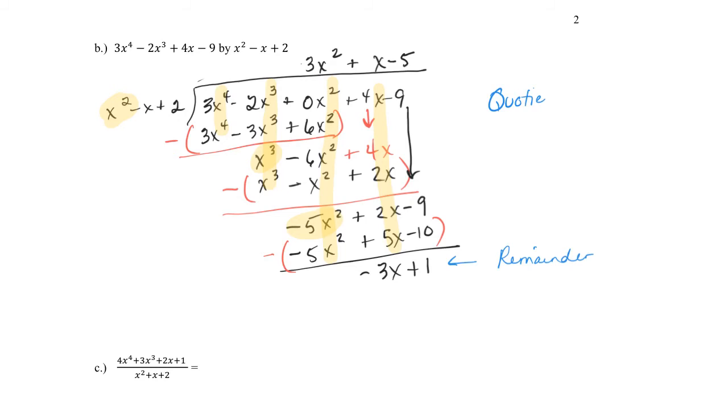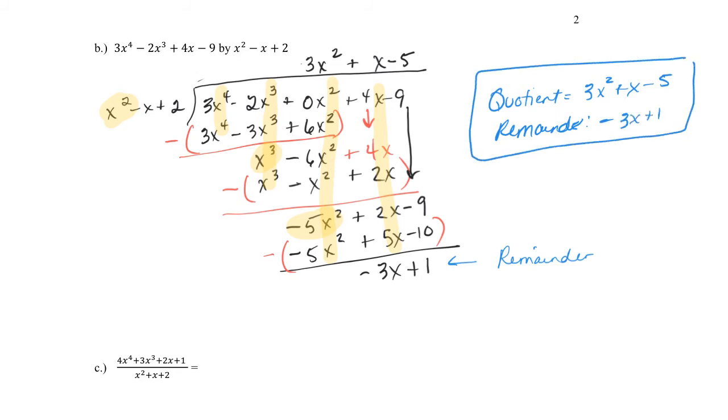So the quotient is 3x squared plus x minus 5, and then the remainder is negative 3x plus 1. That's my final answer. And then, of course, we want to check our work. I don't have a lot of room, but I'll do my best.